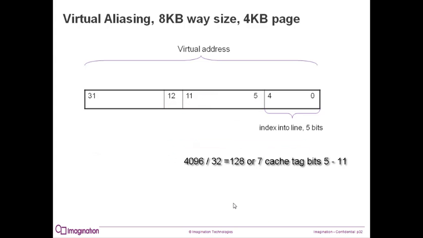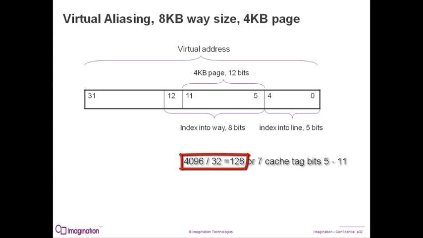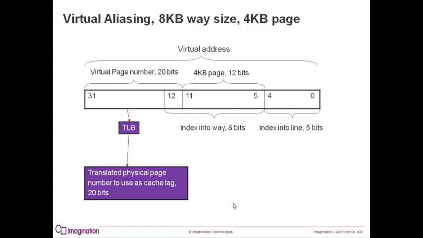To index a 4K page, it takes 128 cache lines. That's 4,096 divided by 32 bytes per line, which equals 128 cache lines, or 7 bits. Bits 5 through 11 for an index into the page. This leaves bits 12 through 31 for the physical tag. This causes the tag and the index to overlap at bit 12.